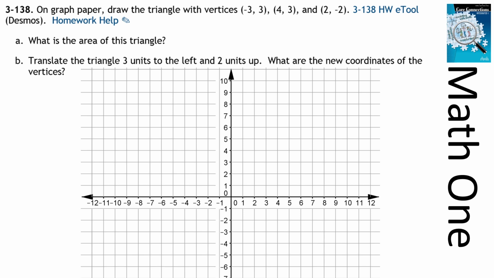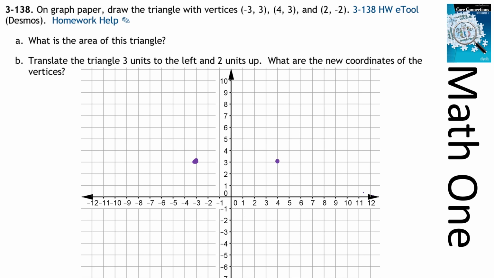You don't need me to do this. You can do it. Graph them. All right, I'll do it anyways. So at -3, 3 is one of the points. That's point A. Oh, actually, they don't give me the names of these vertices. It's the first one. Then I've got over 4 and up 3 as well.